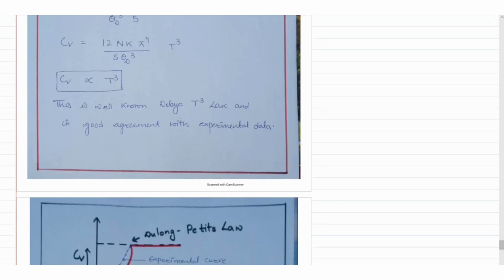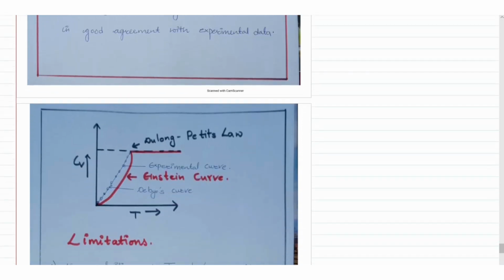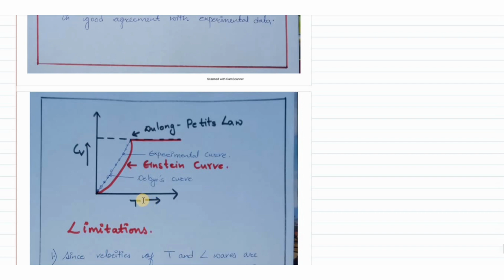So we can see the graph between Cv and T. This is our specific heat and this is our temperature. According to Dulong-Petit law, we found that the specific heat Cv is equal to 3R at high temperature and also at low temperature. According to the Einstein curve, Cv is equal to 3R at high temperature, but it decreases exponentially at low temperature. But the experimental curve showed that it decreases with decrease in temperature.